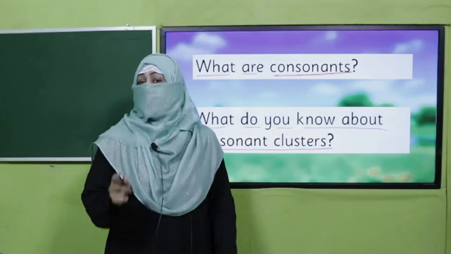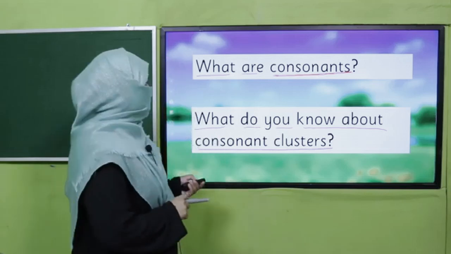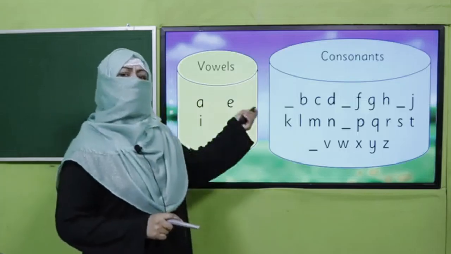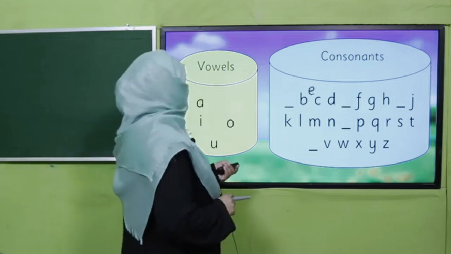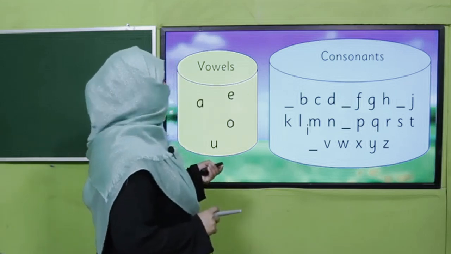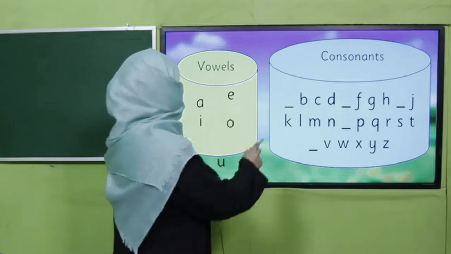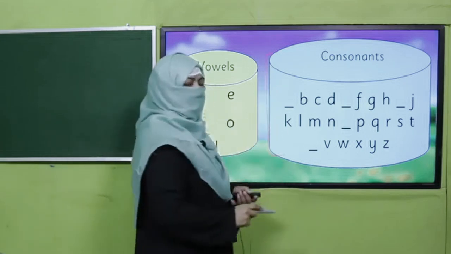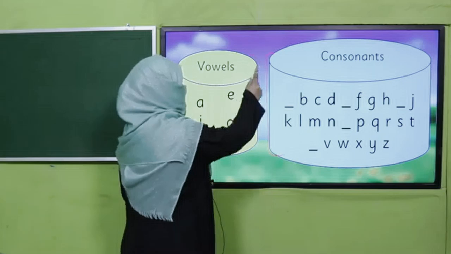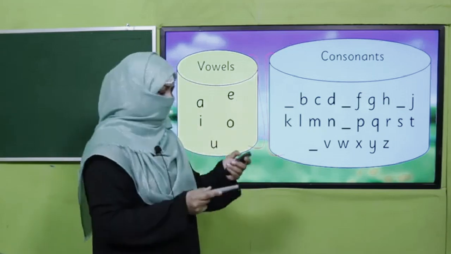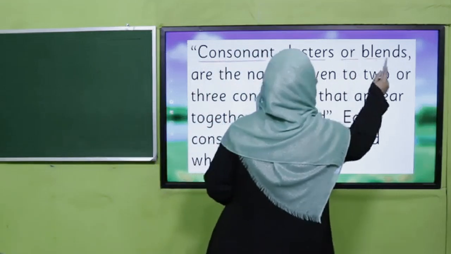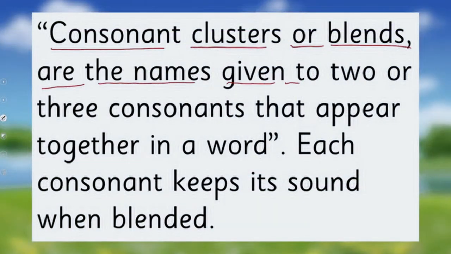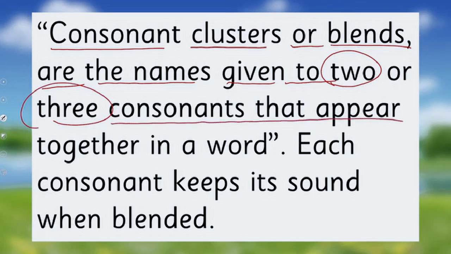Yes, my dear students, I hope you have answered it correctly. The consonants are what remain when we take off the vowels A, E, I, O, U from the alphabet of English. So the rest of the letters are consonants. There are 21 consonants and there are 5 vowels in the English alphabet. This we already know, alhamdulillah. So what is a consonant cluster? Consonant clusters or blends are the names given to 2 or 3 consonants that appear together in a word.